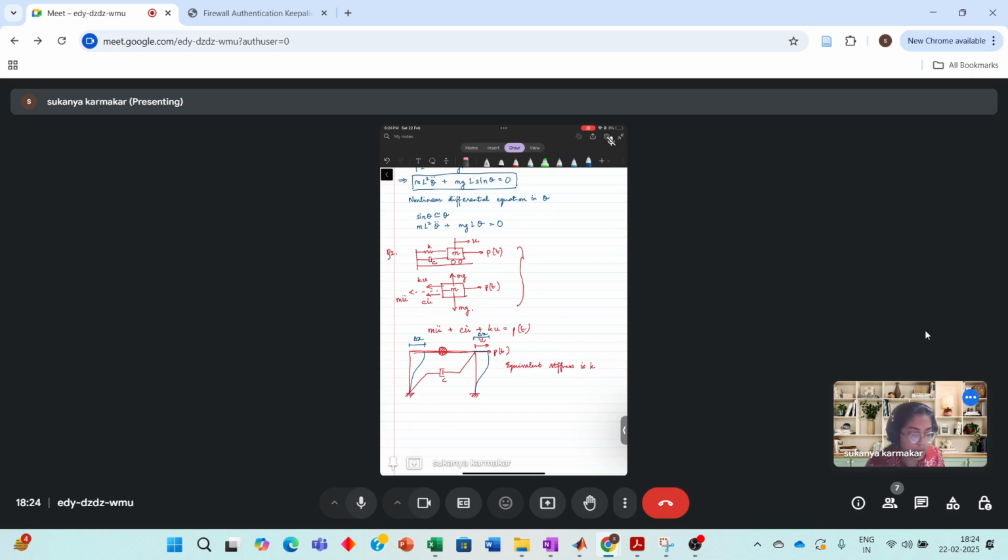I mean, the vertical dynamics? No, no. See, the columns are actually inextensible. This is one more assumption. Okay. It won't be compressed.